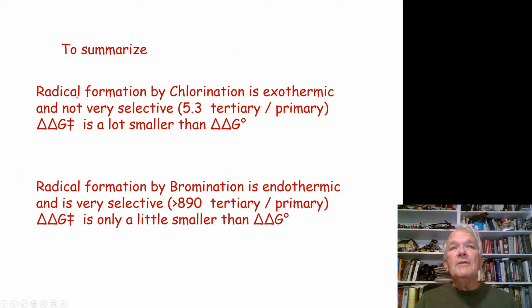So to summarize, radical formation by chlorination is exothermic and not very selective. Only 5.3 tertiary versus primary. Delta G dagger is a lot smaller than delta G zero. So this is the transition state, and this is the product ratio. Radical formation by bromination is endothermic and is very selective, 890 to 1. And the delta G dagger is only a little bit smaller. So the transition state splitting is only a little bit smaller than the product splitting. So this is really kind of interesting.